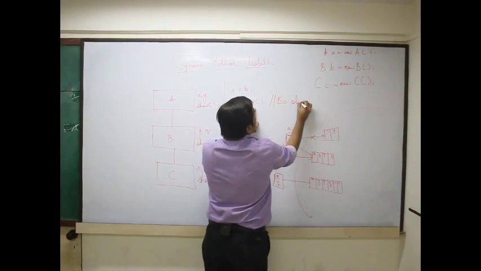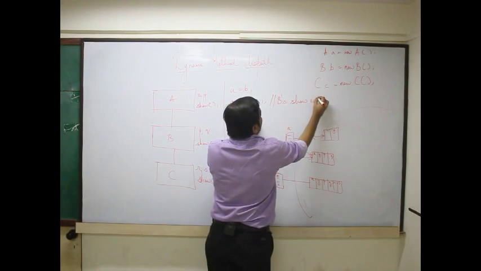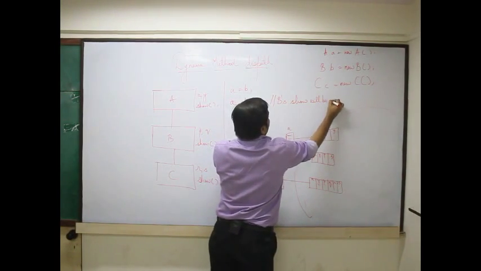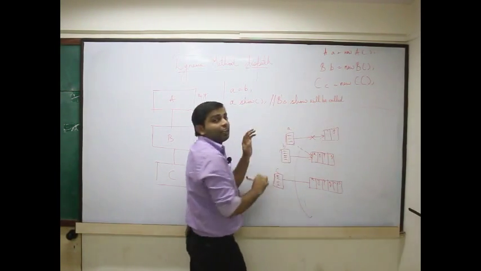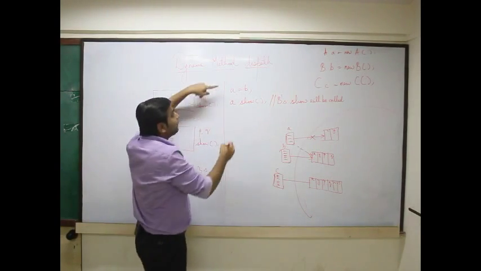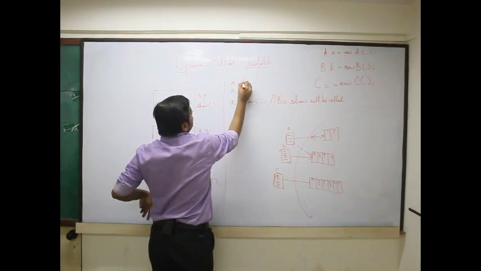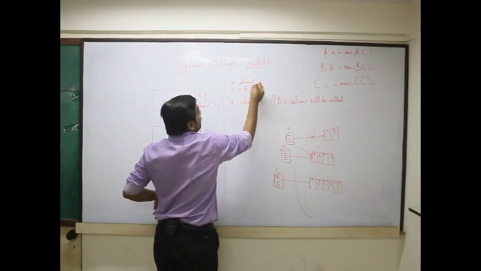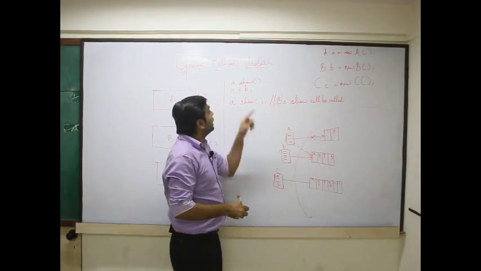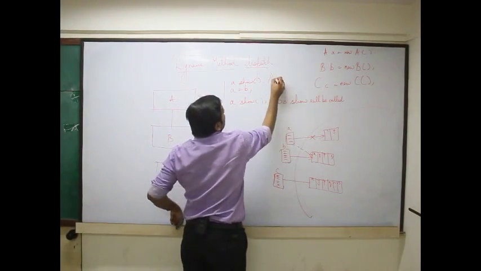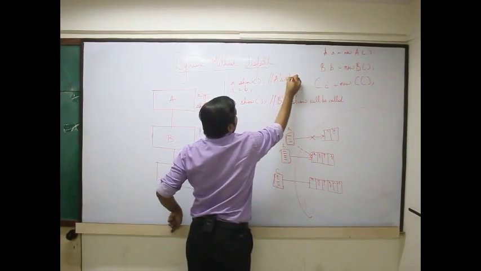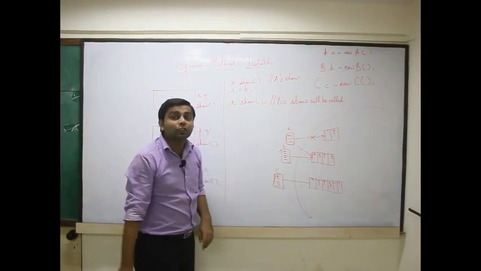So when this happens, A dot show, class B's show will be called, which is very important. Before this statement, if you would have written A dot show, which means after these three, your class A's show would have been called. Now, class B's show will be called.